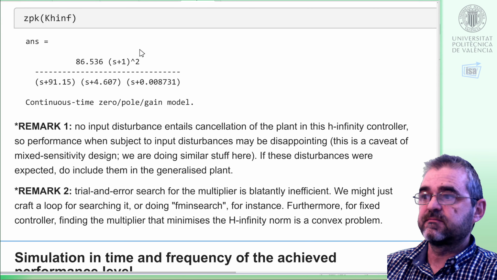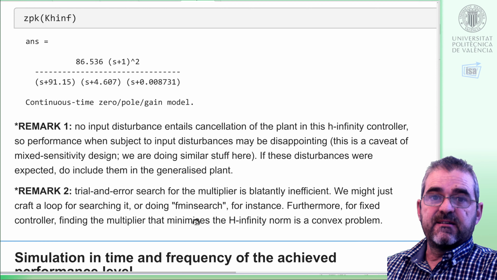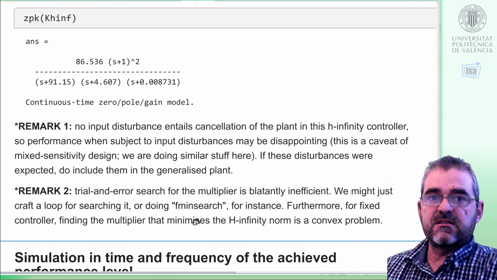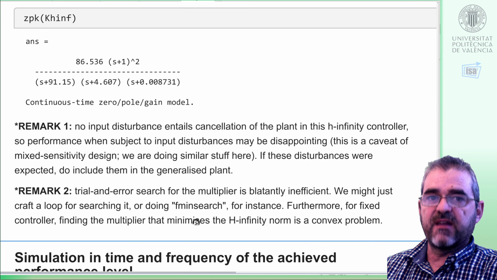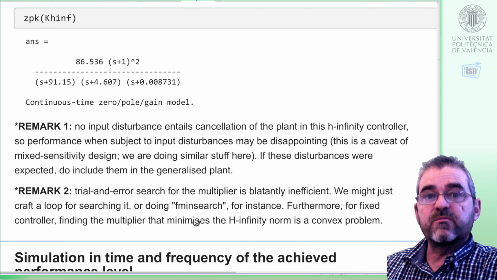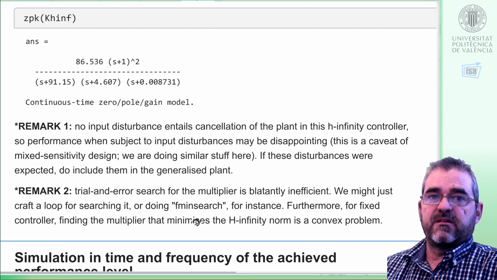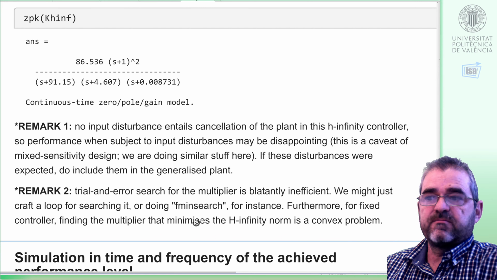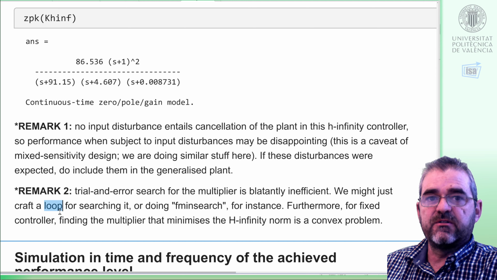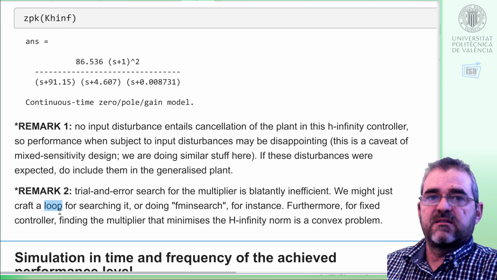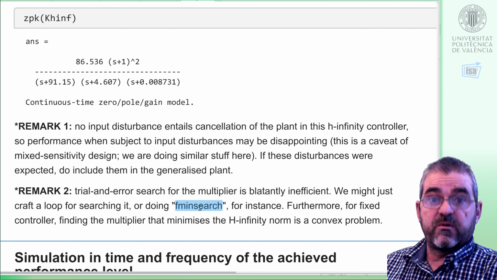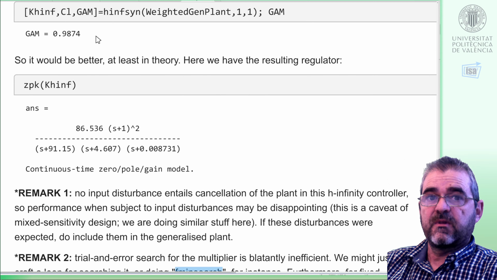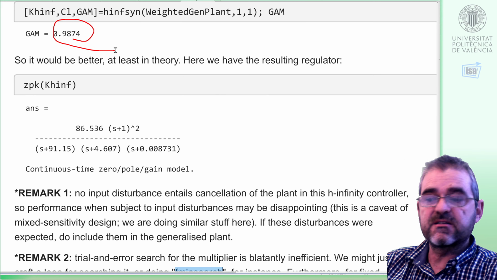This is remark 1. Remark 2, we looked for the multiplier just by trial and error, manually testing some numbers. Okay, this is kind of a shame. How do I dare doing that? This video is supposed to be the first approach to this robust performance problem, and then I wish to keep it simple. But of course, we could at least have thought of trying the multipliers in a loop, testing 100 of them, without manually testing each of them. Or we could have used the optimization toolbox to find the multiplier that minimizes this.